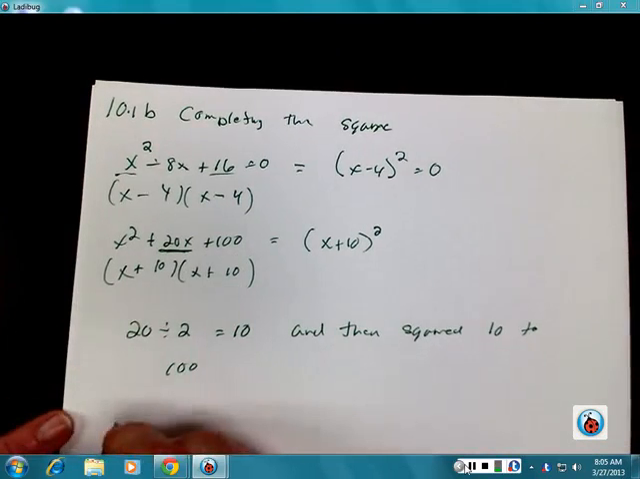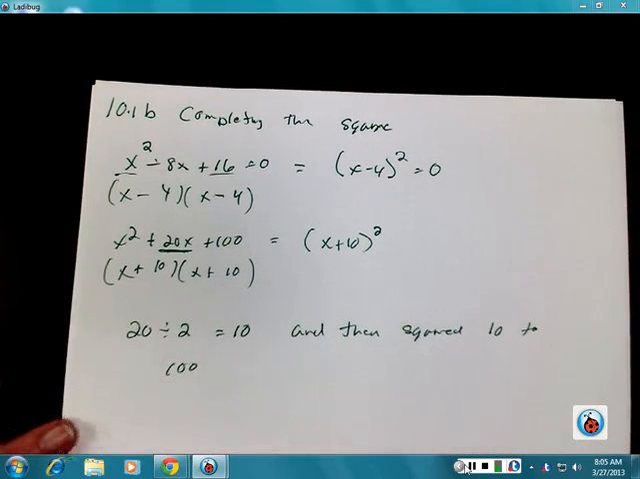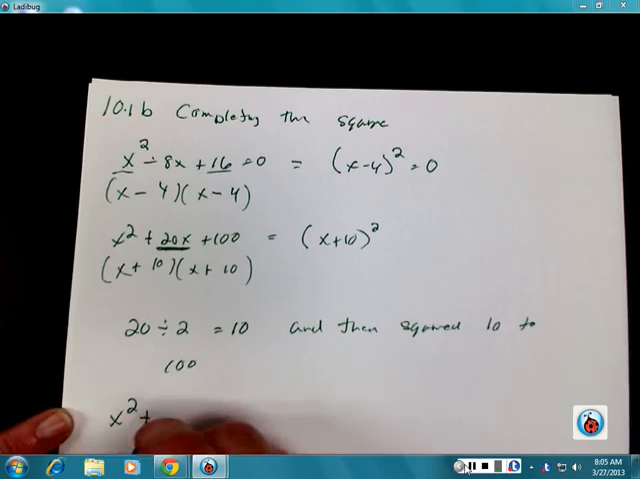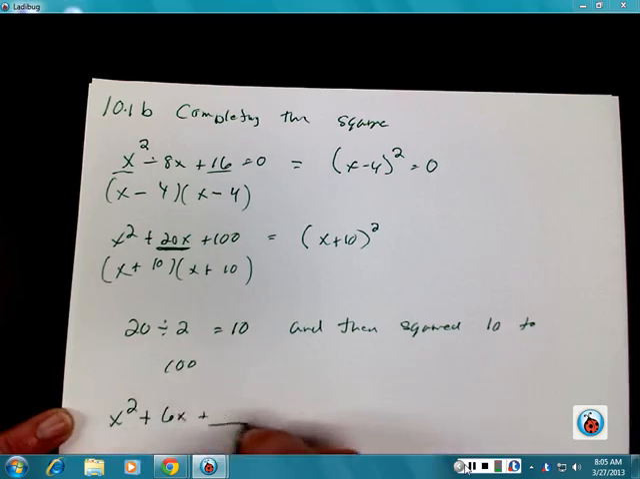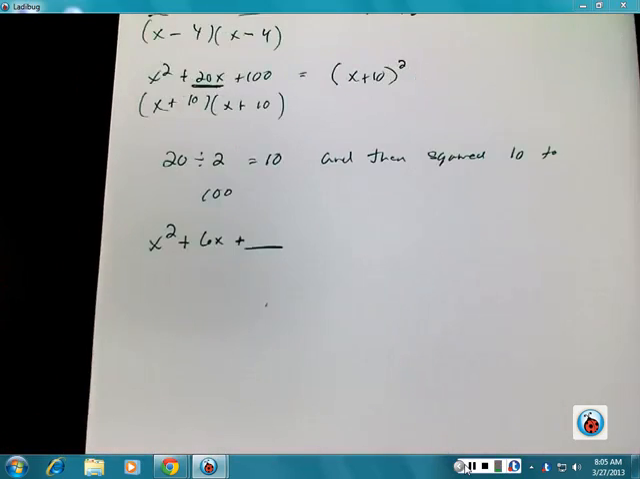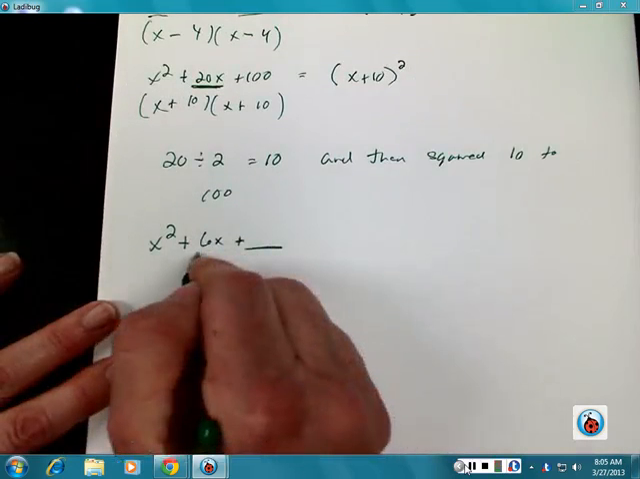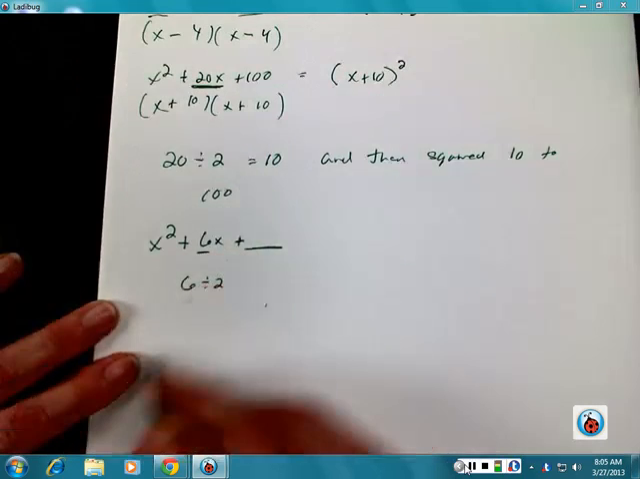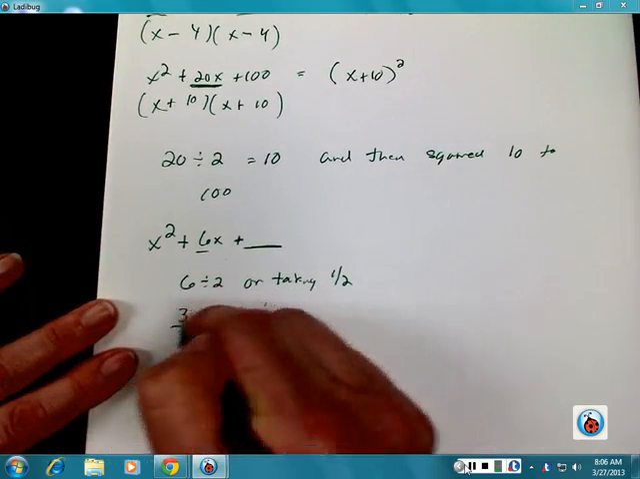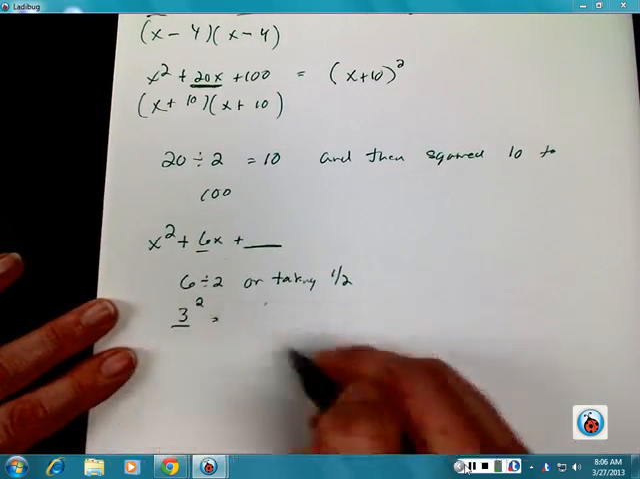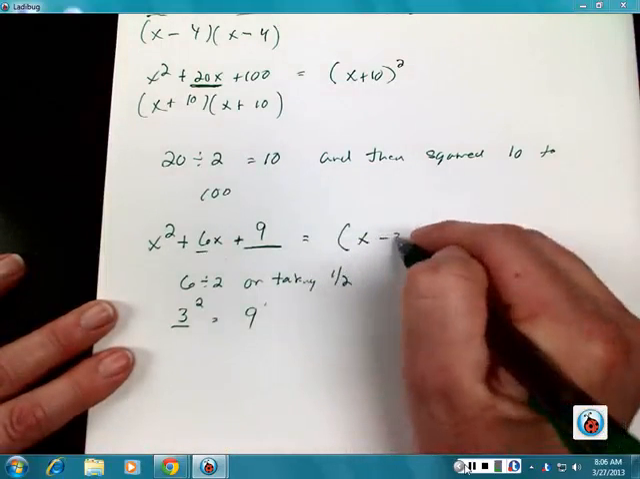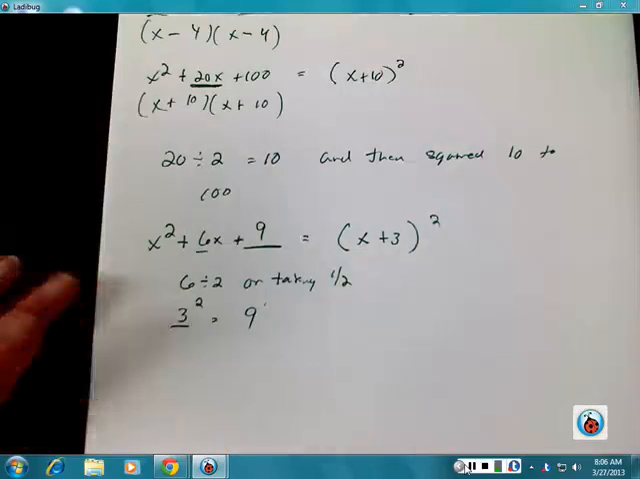Not all of these are already perfect squares. Let's see, if I had x squared plus 6x, what would I put at the tail end that would cause this to be a perfect square? What would it be? 9. Because we're taking 6, dividing it by 2, or taking half, taking that answer, 3, and squaring it to get 9. If I put 9 back in here, I have forced it to be a perfect square. So I get x plus 3 is what my perfect square happens to be.